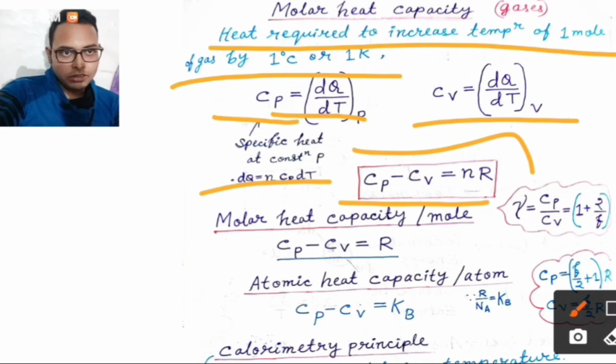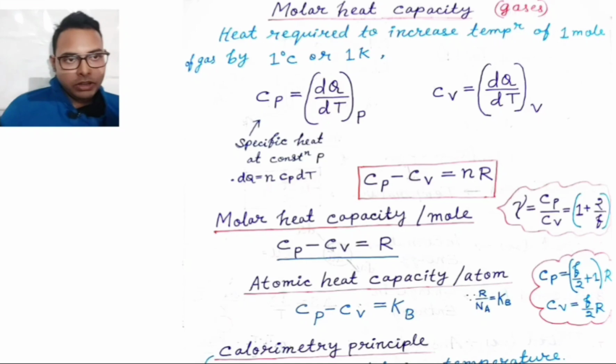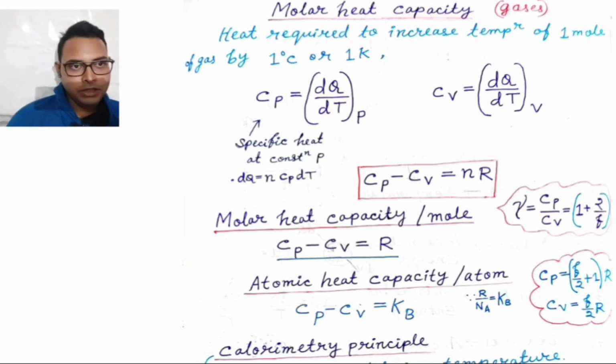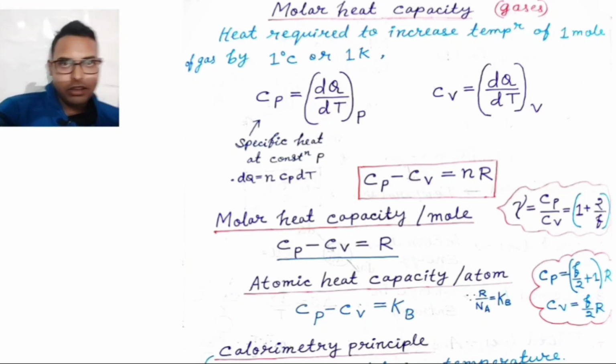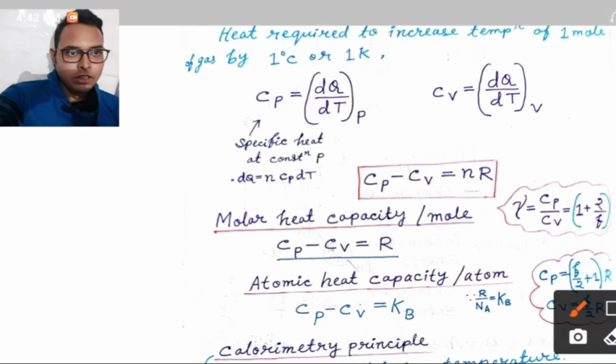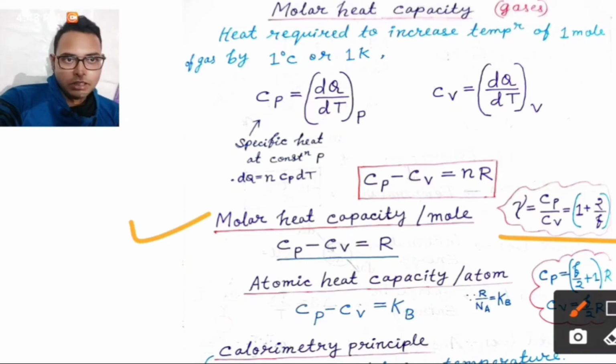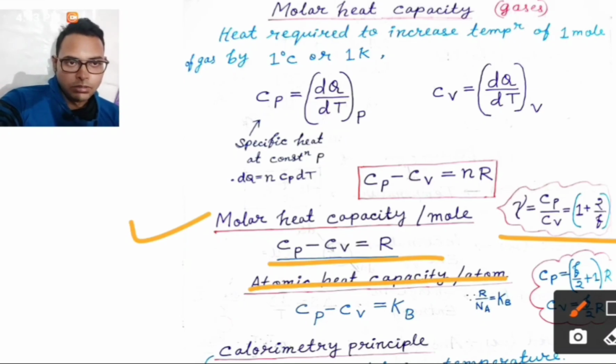This is the relation. And one important thing that comes most of the time in exams, the value of gamma. Value of gamma is Cp by Cv. We can also write it like this: 1 plus 2 by f. Really important. And molar heat capacity: Cp minus Cv is equal to R. Atomic heat capacity: Cp minus Cv is equal to kB.